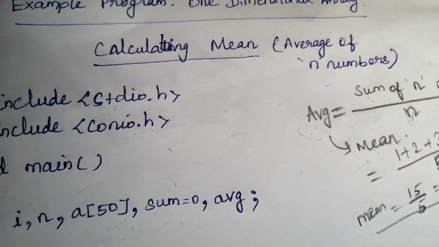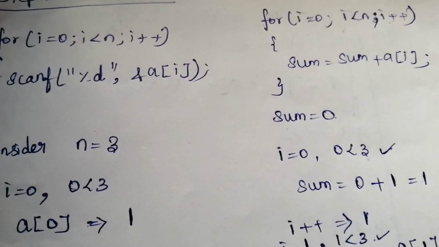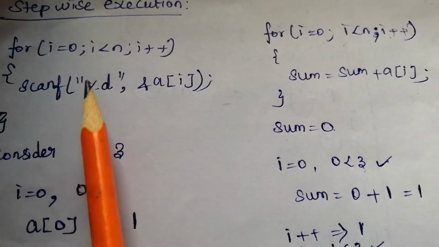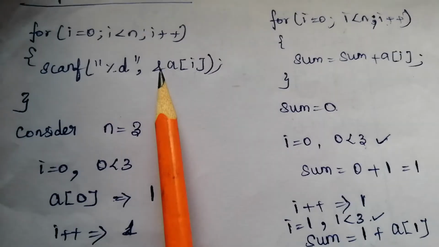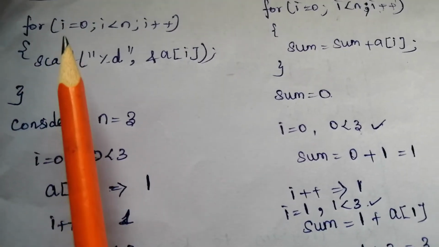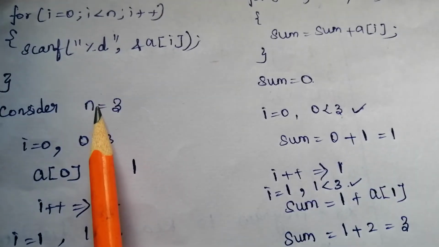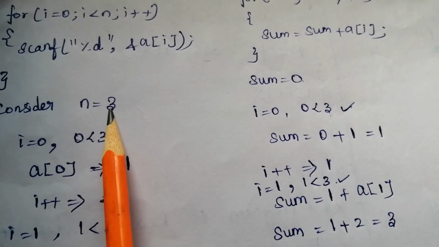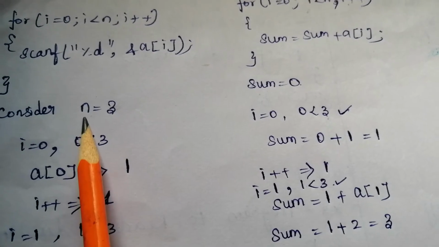Now we'll discuss the stepwise execution. See this, we have read the input with the help of these statements: for i equal to 0, i is less than n, i plus plus. We have used the array variable, that is ampersand a of i. For the first iteration, what will happen? For i equal to 0, i is less than n. We have given the input for how many numbers, 3. So the value 3 will be assigned to the variable n.